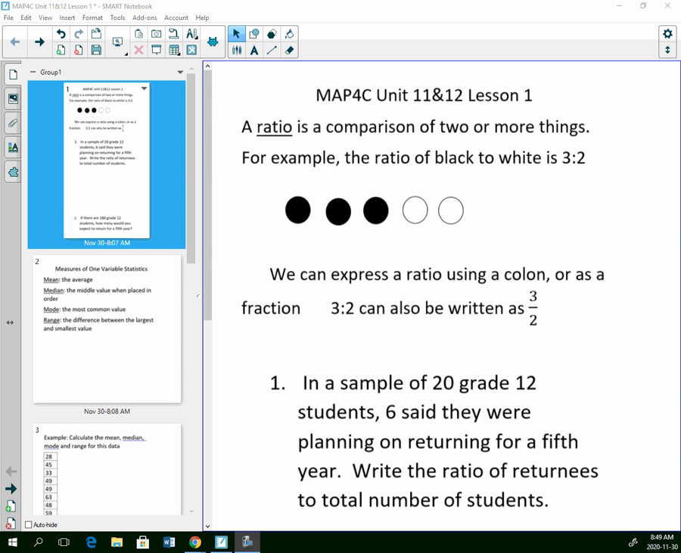Okay, so 11, 12, we start to get into statistics. So your next strand test will be 7, 8 trigonometry, 9, 10 geometry, and then 11, 12 statistics. So the beginning of 11, 12 looks at ratios. So this really should just be a review of ratios.